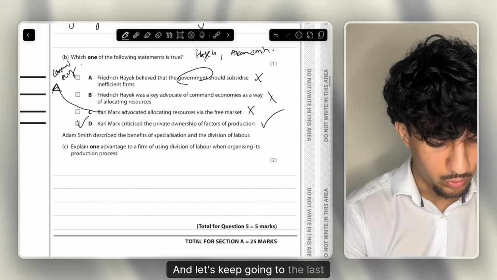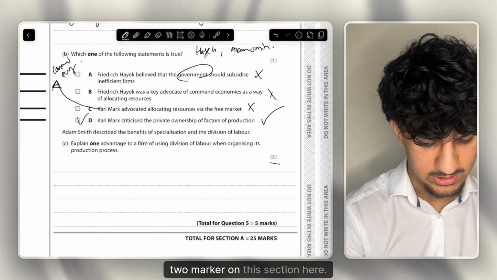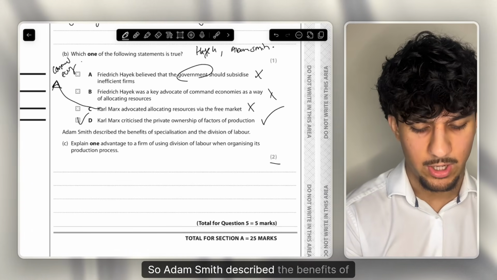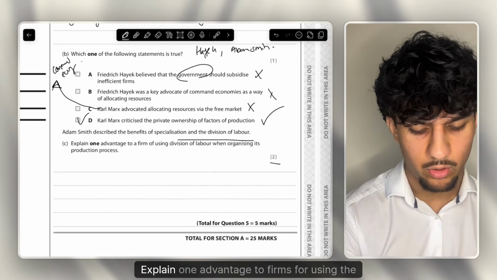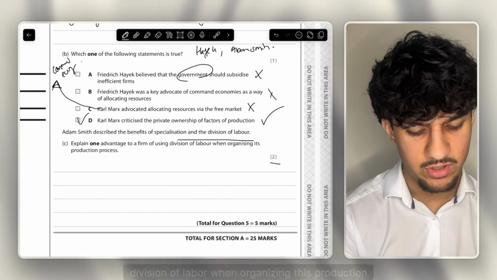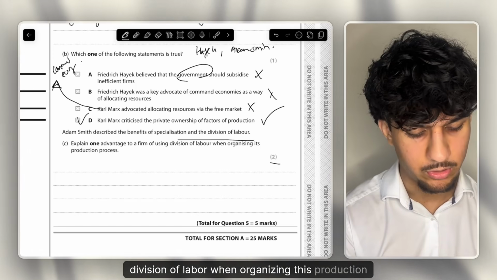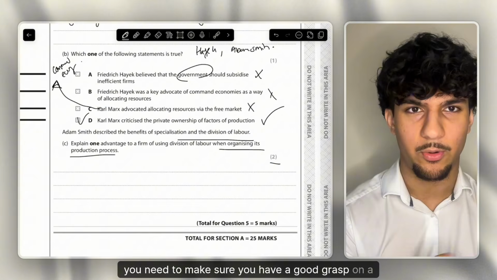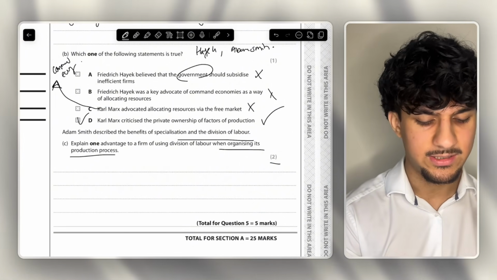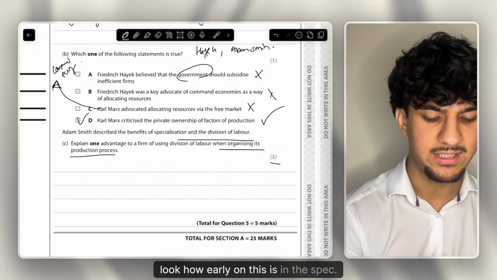And let's keep going to the last 2 marker on this section. Adam Smith described the benefits of specialization and division of labour. Explain one advantage to firms for using the division of labour when organising its production process. This is why you need to make sure you have a good grasp on a wide range of the spec, since again, look how early on this is in the spec.